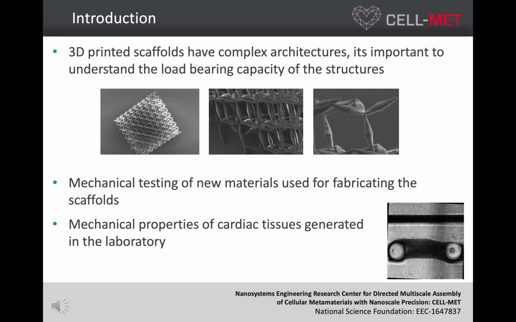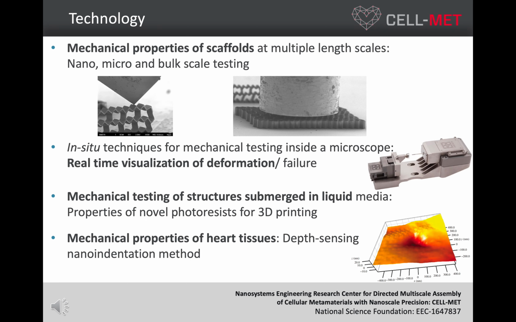Second, new materials are being explored and developed for printing scaffolds with desirable mechanical stiffness. Understanding the material properties is important before we use them for printing scaffolds. Third, mechanical measurements of cardiac tissues can provide important cues about the effect of different physiochemical treatments or stimuli on the tissues. Here I show the techniques we are using for probing the mechanics of materials, structures, and tissues.